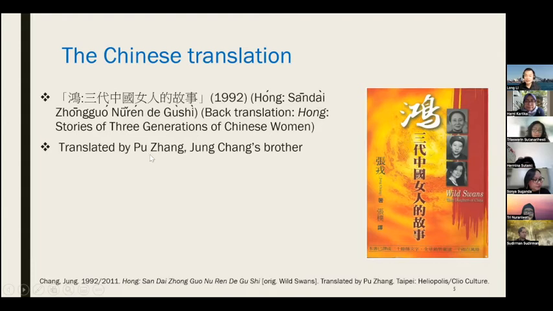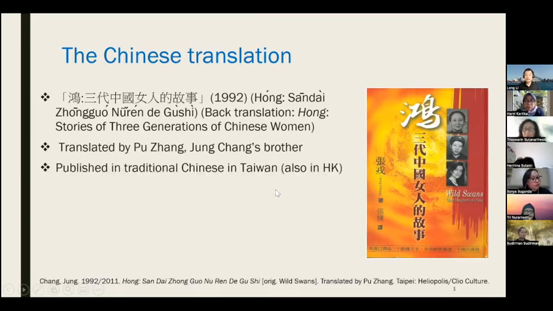It may be a bit confusing that Zhang and Chang look like two different Chinese surnames. In fact, they are the same surname, but just romanized in different systems. So the translator Pu Zhang is in fact a character who has appeared in this family chronicle. And so that's something that makes this translation quite special.